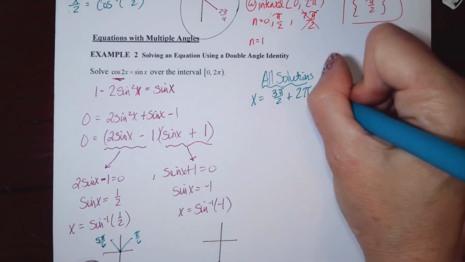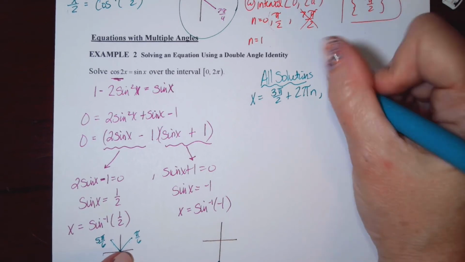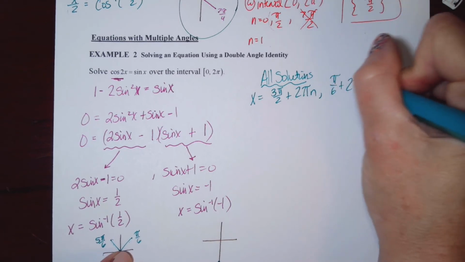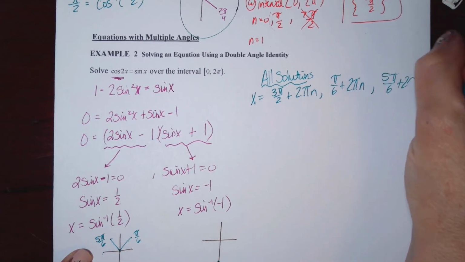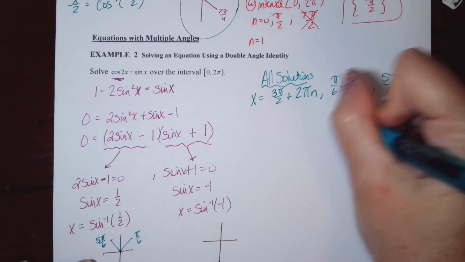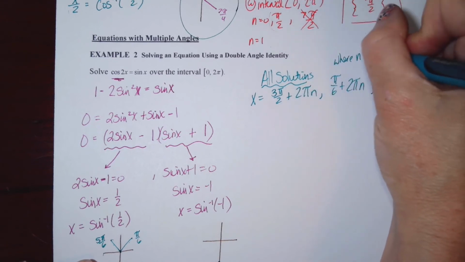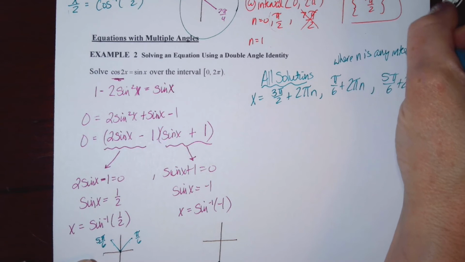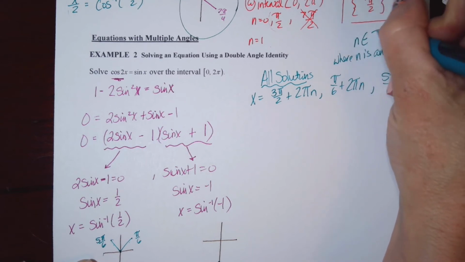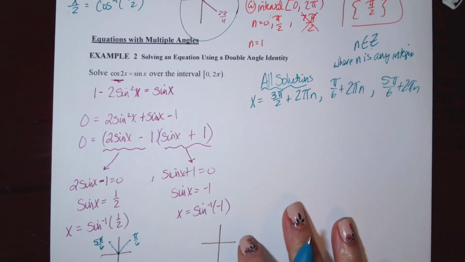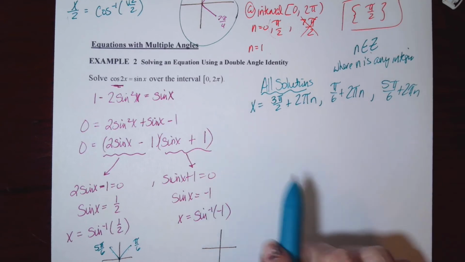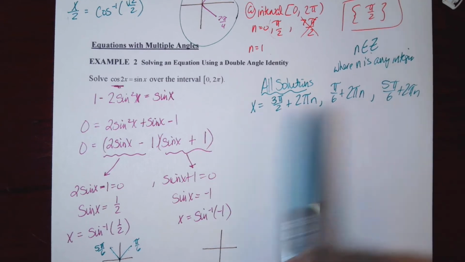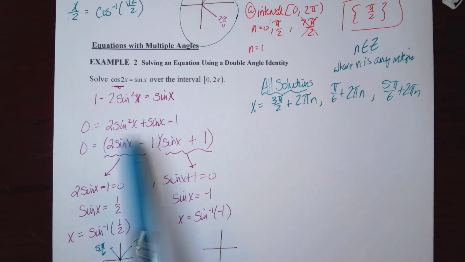So let's come up here and say, okay, we've got pi 6th plus every rotation, and we've got 5 pi 6th plus every rotation, and we're going to understand that this is where n is any integer. We could also say that n is an element of Z. Z is my set of integers. So these are my all solution statements for any integer n. These are the values of x that are going to give me angles that are a solution to this equation.